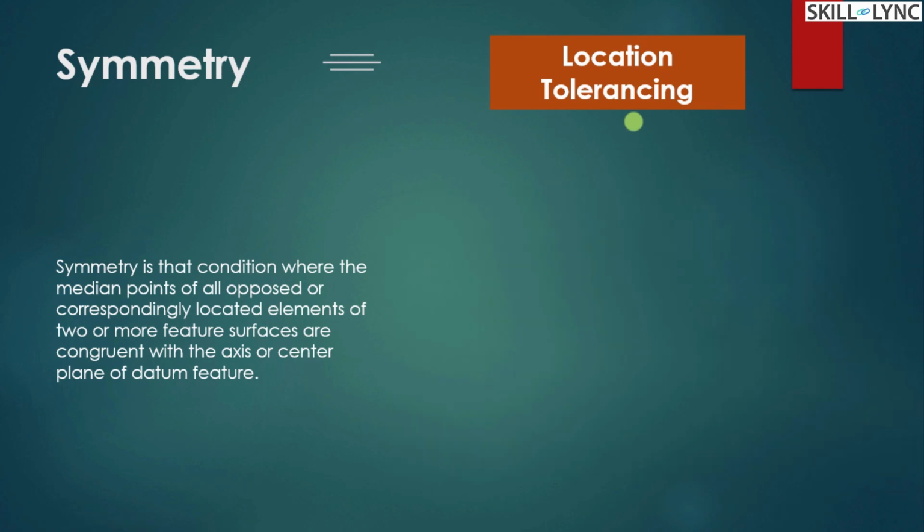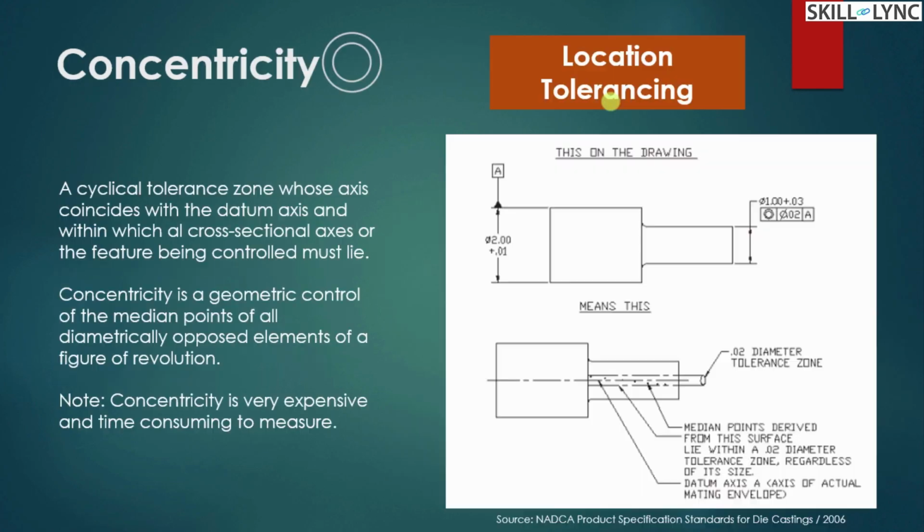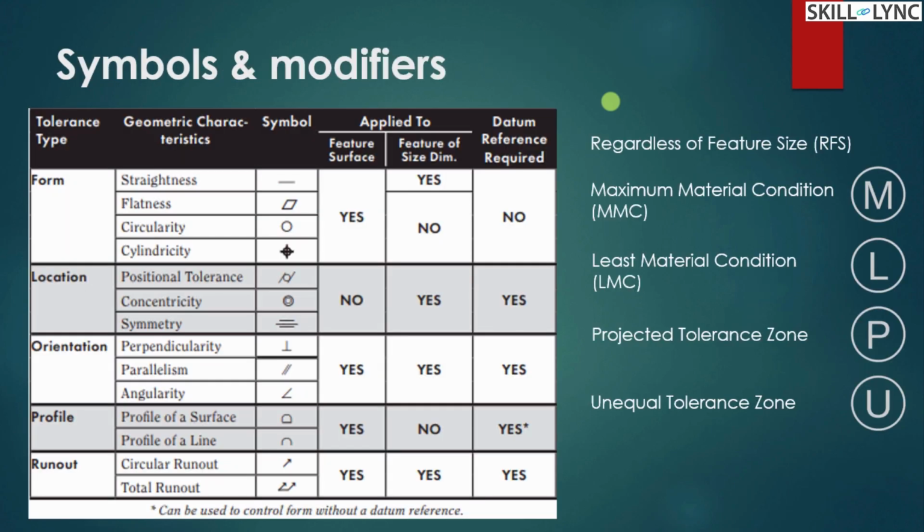So next is the orientation tolerance. So going quickly back to the overall chart, in this orientation we have three different types of geometric characteristics, that is perpendicularity, parallelism and angularity. So these three control the orientation of the feature surface as well as the feature of size dimension. So earlier, location tolerance applied only to the feature of size dimension and not to the feature surface. Likewise, orientation applies to both the feature surface and feature of size dimension. And for this orientation tolerance, we definitely need a datum reference. So let us go back to our slide.